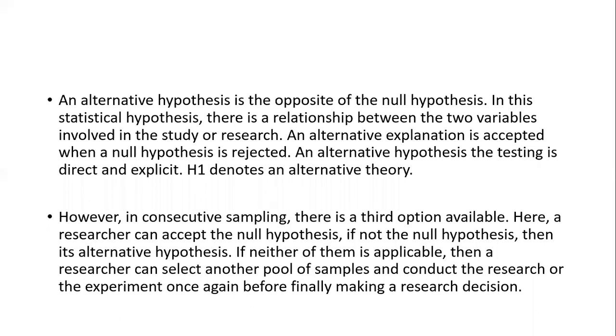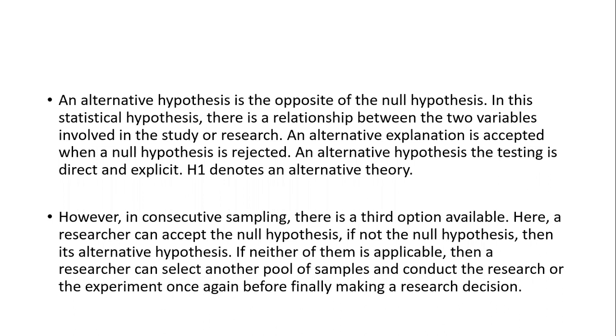However, in consecutive sampling, there is a third option also available. What is that? A researcher can accept the null hypothesis, or if not the null hypothesis, the alternative hypothesis. If neither the null hypothesis nor the alternative hypothesis is accepted, then a researcher can select another pool of samples and conduct the research or experiment once again before finally making a research decision.